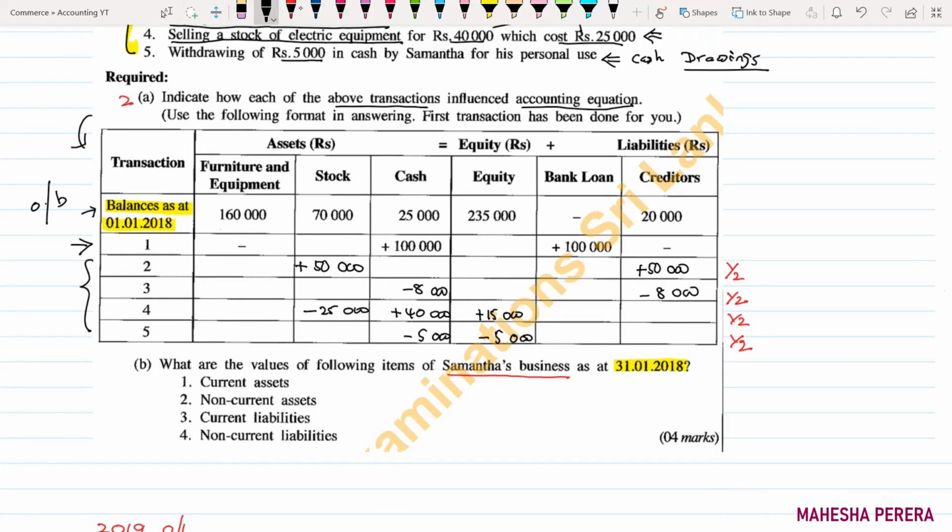So in simple terms, at the beginning of January, Samantha has these values. Furniture and equipment, 160,000 rupees. Stock value is 70,000 rupees, and likewise. And if you consider the opening balance of the bank loan, there is no opening balance. Why? Because only from this particular transaction does this business receive a bank loan.